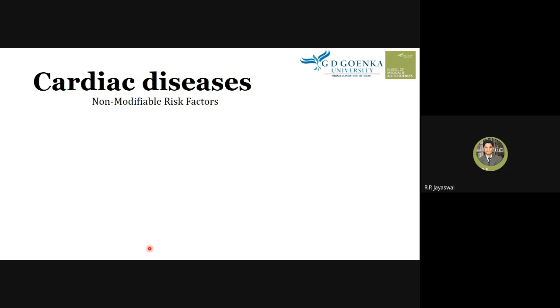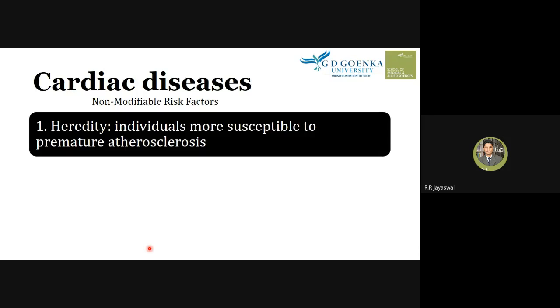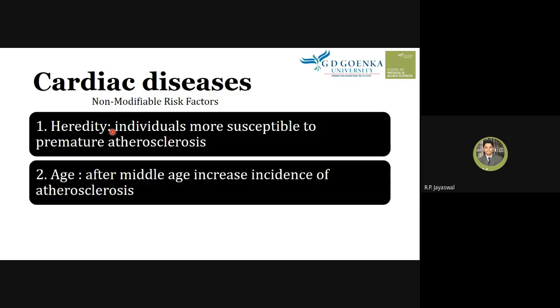Now, non-modifiable risk factors cannot be modified, we cannot change them, but they carry a high risk of cardiac disease. Like heredity, which is non-modifiable, you cannot change the genes or DNA. Individuals more susceptible to premature atherosclerosis can get cardiac disease. So if someone is suffering from atherosclerosis on the paternal side or maternal side, this is one of the factors which cannot actually be modified, but we can change the lifestyle. We can take precautionary measures, and we can prevent cardiac disease.